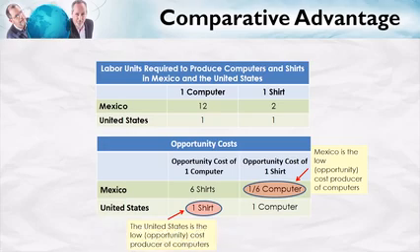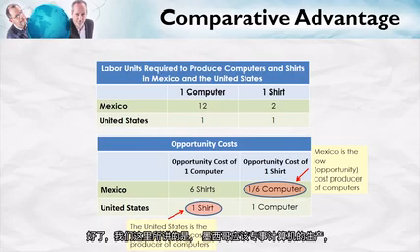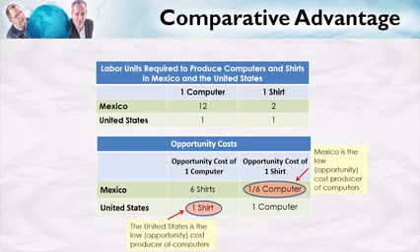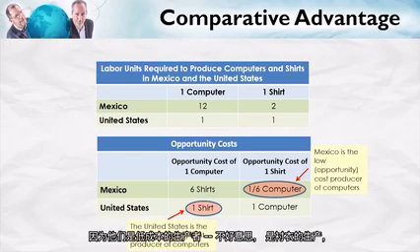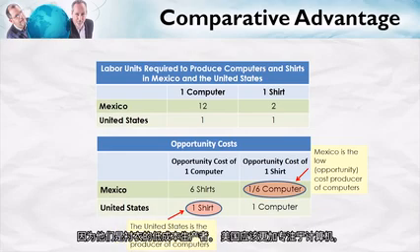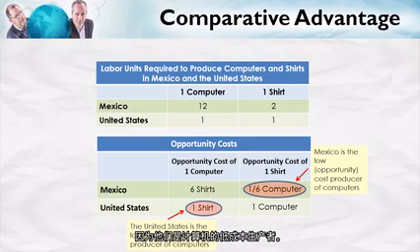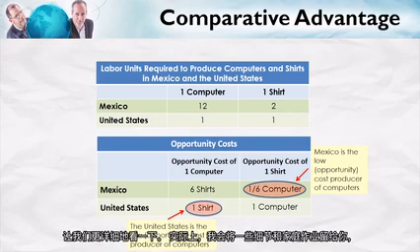Okay. So what we're learning here is that Mexico ought to specialize in shirts, because they're the low-cost producer of shirts. The United States ought to specialize more towards computers, because they're the low-cost producer of computers. Let's look in more detail.